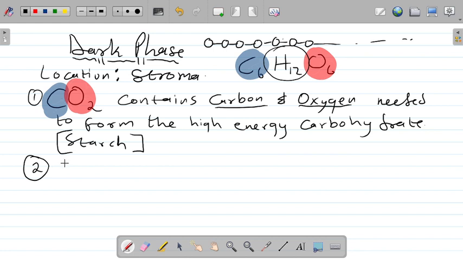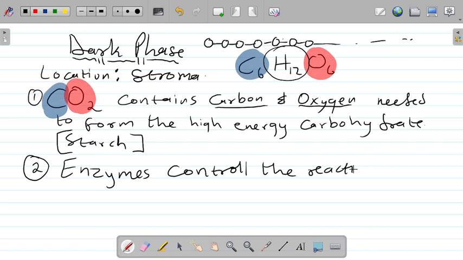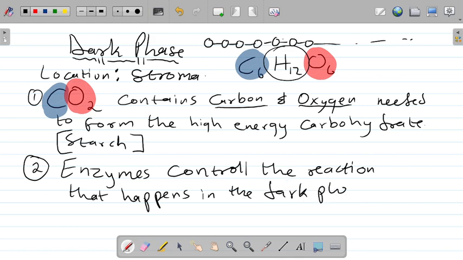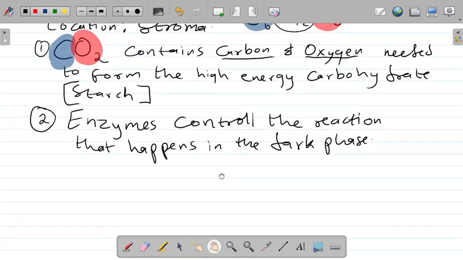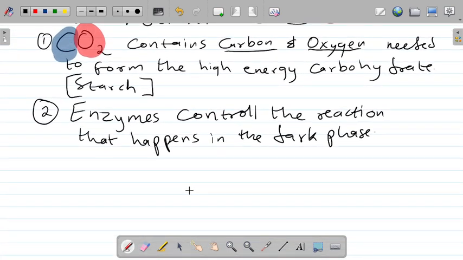This is how glucose is made. Now, another thing we must take note of: the enzymes control the reactions that happen in the dark phase. So the enzymes are responsible for controlling all the reactions that happen in the dark phase.